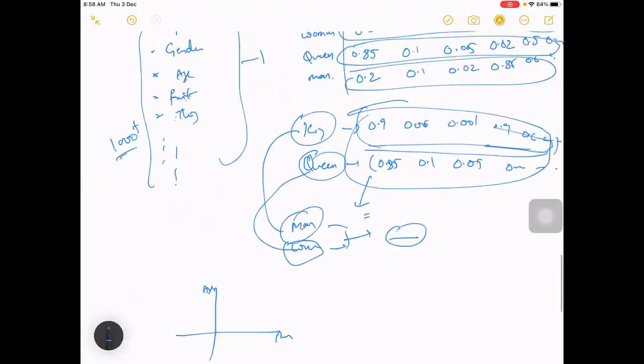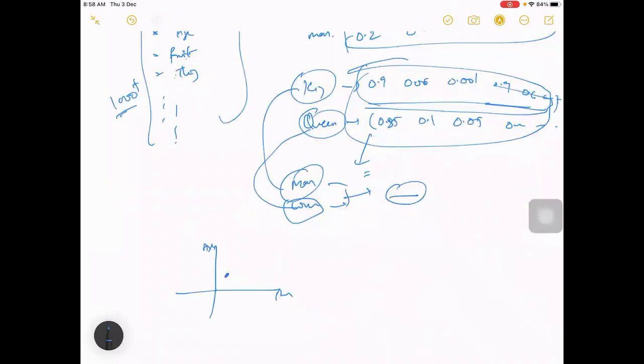So here let's say king is there, king point lies here. Similarly, queen lies somewhere here. So this is king, this is queen. And similarly, man will come in some other dimension. Maybe this is not the same dimension, it's not a 2D. So some other dimension, and woman comes in some other dimension. So you can see the relation between king and queen, a similar kind of relation between man and woman. You can see this relationship, the similarity between these two.